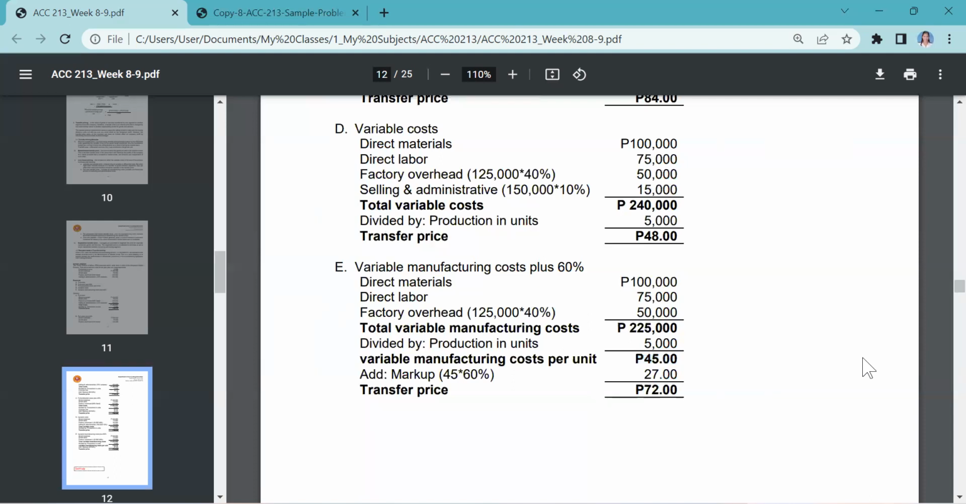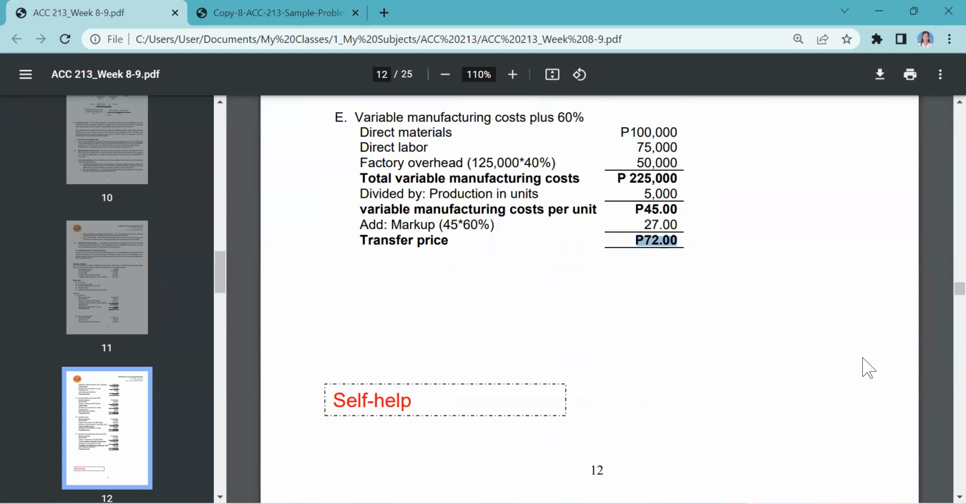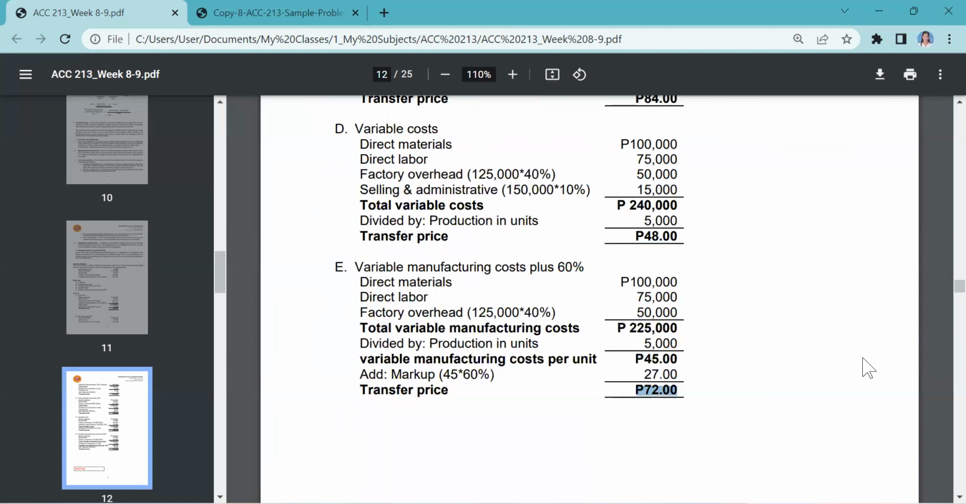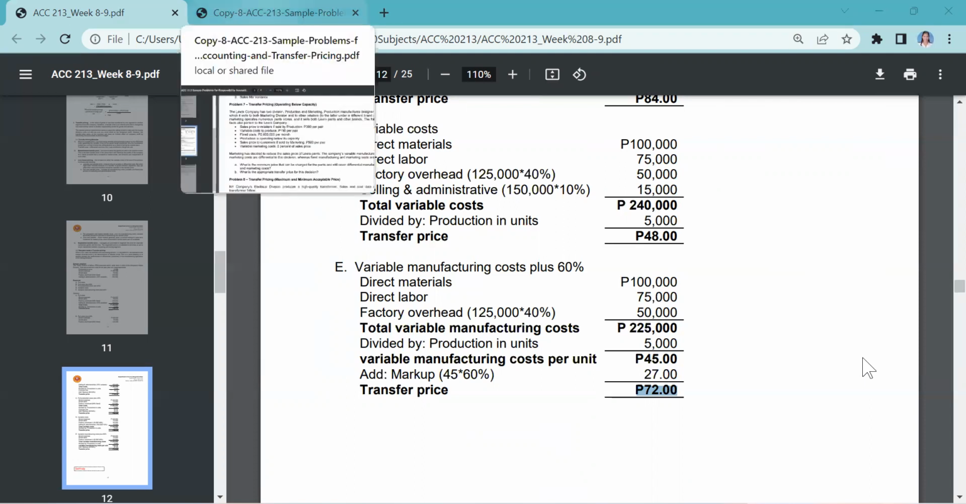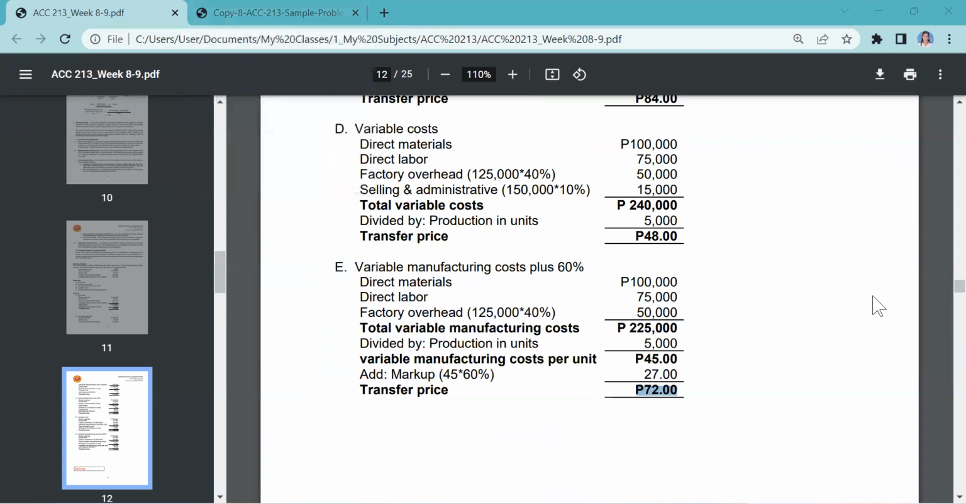Tapos, markup daw natin ay 60% based on the variable cost, variable manufacturing cost per unit. So, yung transfer price natin ay 72 pesos, no? So, okay. So, we're done already with the details of the same. So, let me proceed doon sa ating next na problem. So, stop ko muna ito ng share, then I'll share the Excel file.